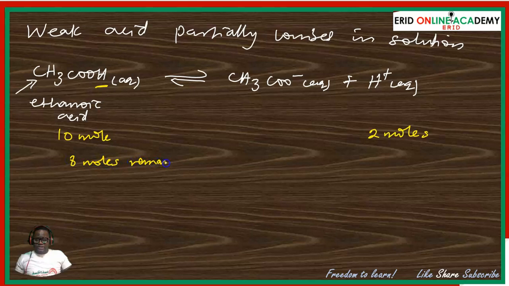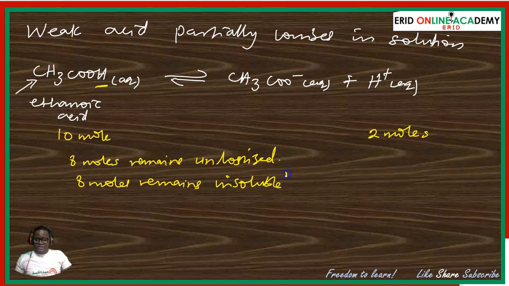8 moles remain unionized, almost like saying 8 moles remain insoluble. So let's use that word in this context now: 8 moles remain insoluble, while 2 out of the 10 moles of this ethanoic acid would be soluble. So in a sense, a weak acid is an acid that is not totally soluble. Let's use that sense of solubility so that you can grasp it very well.